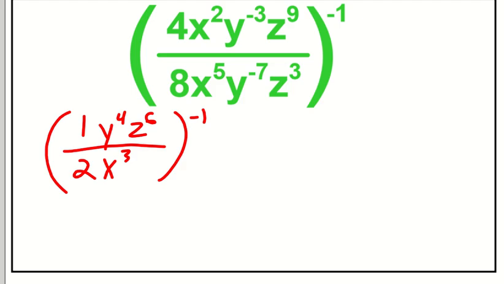You could go ahead and distribute the negative 1, and then they'd all have a negative exponent, and that would be flip it, but it's easiest probably just to flip the whole thing.